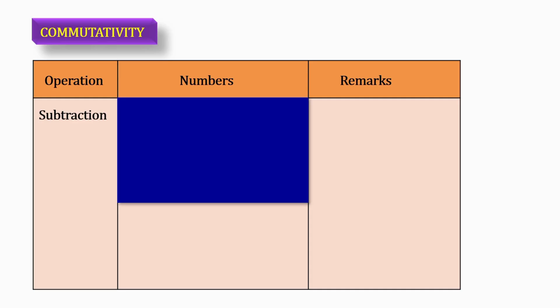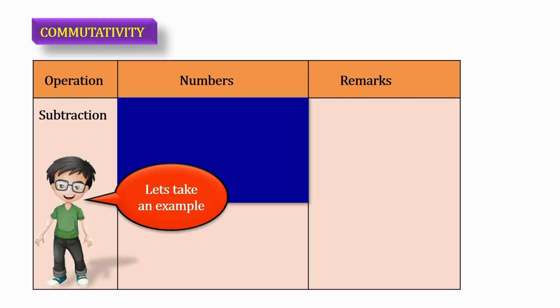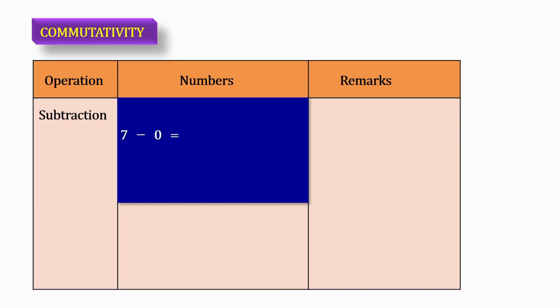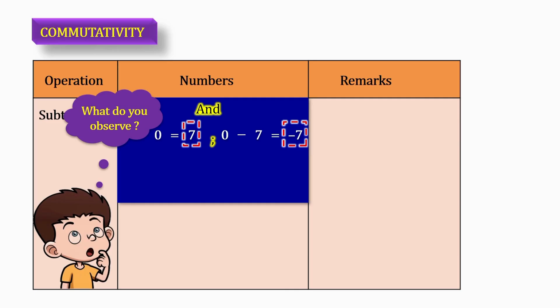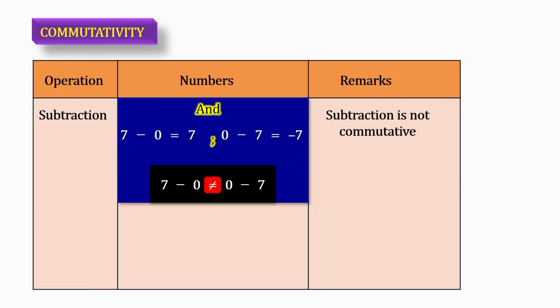Now the operation subtraction. Let us take an example. 7 minus 0 equal to 7, and 0 minus 7 equal to minus 7. So what do you observe? That 7 minus 0 is not equal to 0 minus 7. So subtraction is not commutative.